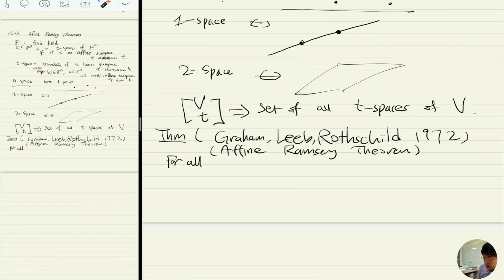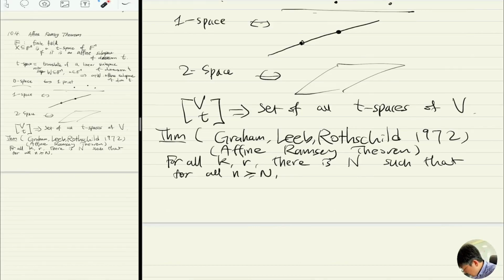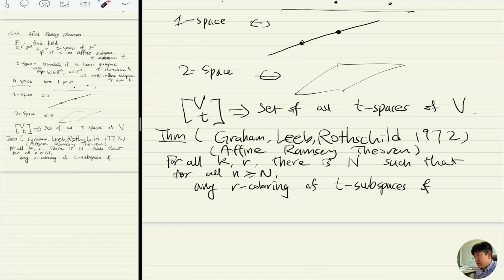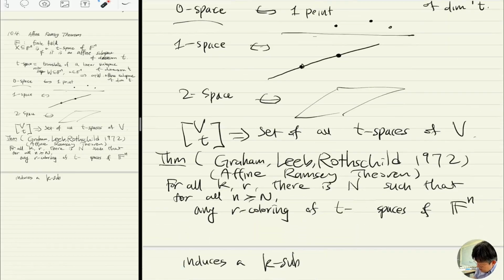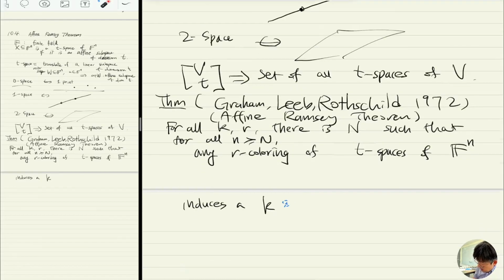For all k and r, there is n, let's say capital N, such that for all n bigger than or equal to capital N, any r-coloring of the t-subspaces of F^n induces a k-space W whose t-spaces all have the same color.